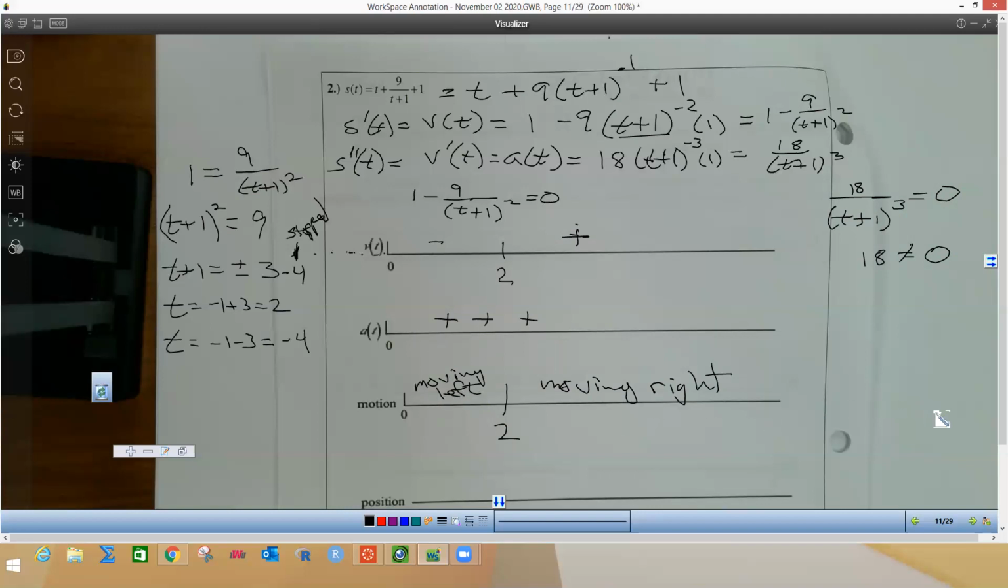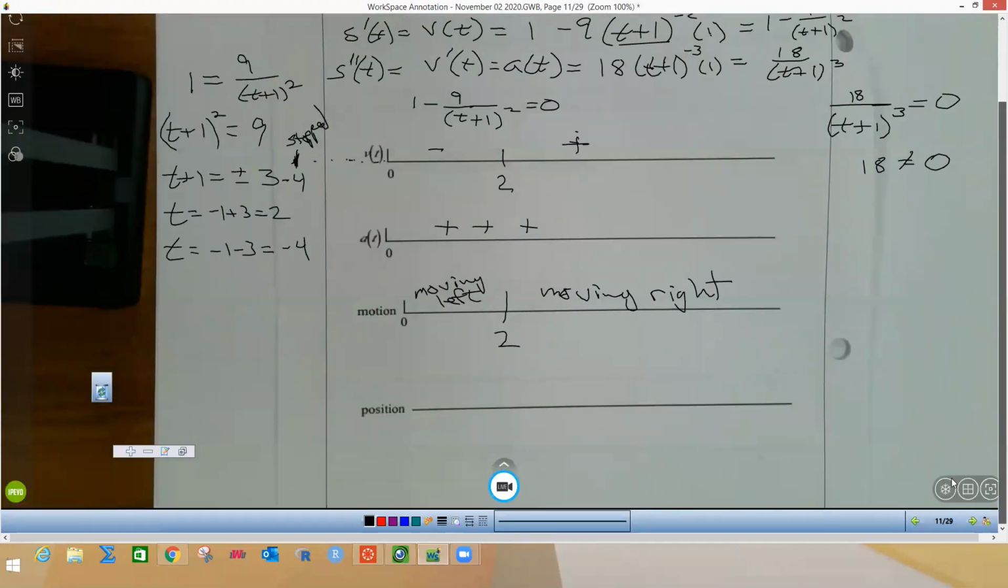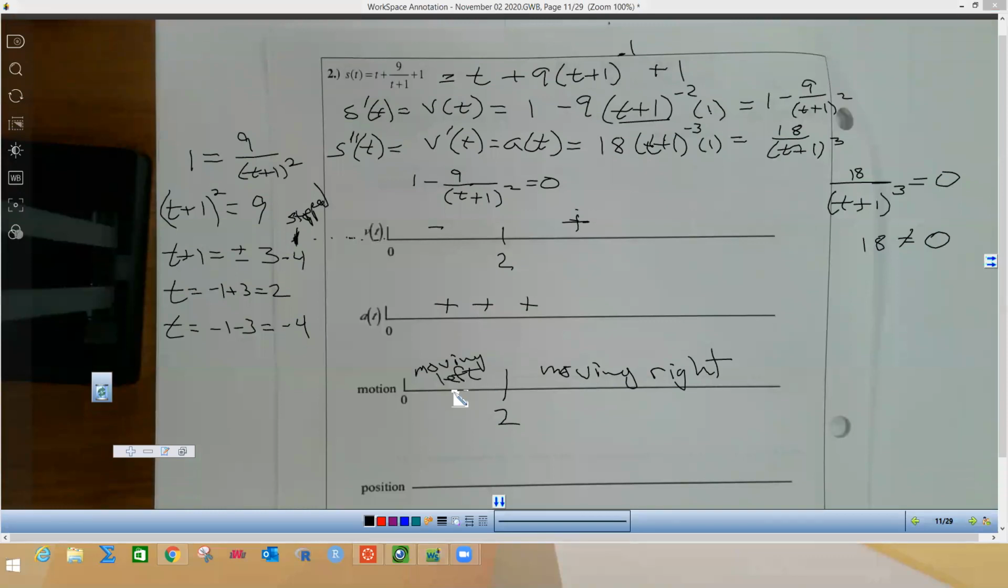And now I'm going to talk about speeding up and slowing down. I don't think that's on here, right? Yeah, we're going to talk about speeding up and slowing down on the same thing. So 2 is still in here somewhere, right? You don't necessarily have to put it there, but these are all supposed to be lined up. So the velocity is negative, acceleration is positive.